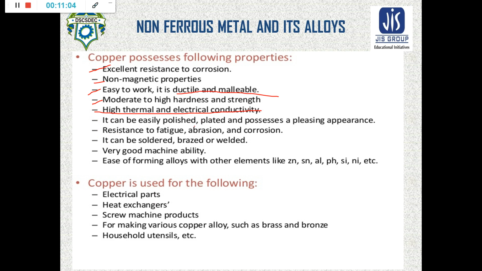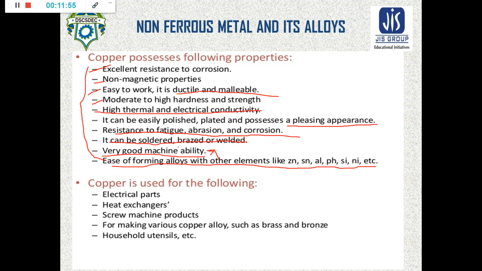It can be easily polished, plated, and possesses a pleasing appearance. Resistance to fatigue, abrasion and corrosion is given by copper. It can be soldered, brazed or welded. So this is also an added advantage. And very good machinability, so machining can be done very easily. There is ease of forming alloy with other elements such as zinc, tin, aluminium, phosphorus, silicon, nickel. So copper can make an alloy with all these elements. So these are the advantages.